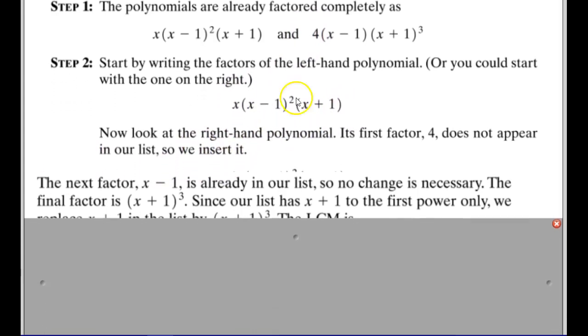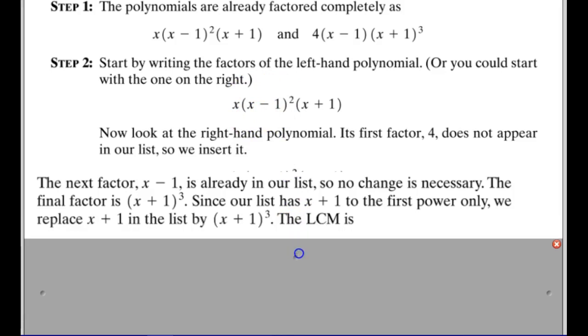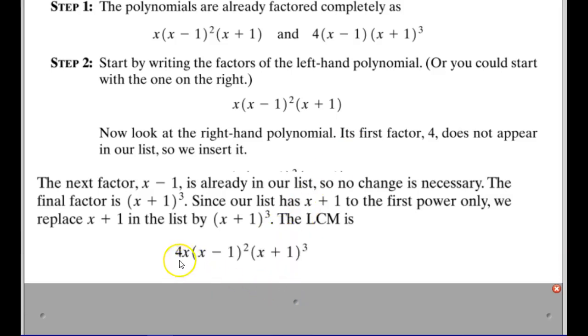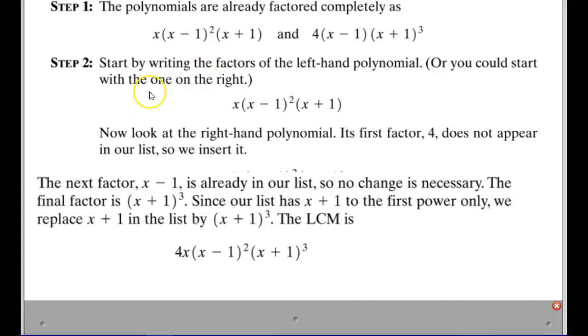Okay? So now I look at my next factor, this x minus 1. Well, I already have an x minus 1, so I don't have to change anything. Okay? So our third one, this x plus 1, I only have 1 here that I started with. But this tells me that I've got 3. So I have to add in 2 more to get everything that I'm missing. So I just changed that to a 3. So my final is this 4x times x minus 1 squared times x plus 1 cubed. So I always factor everything first, then start with 1 and list everything, and then add in anything that we didn't already include.